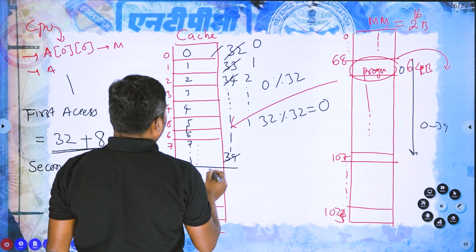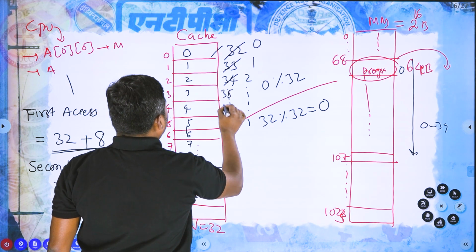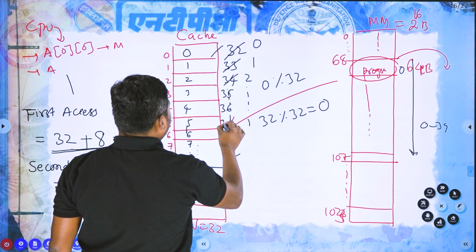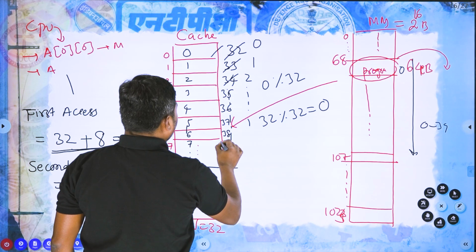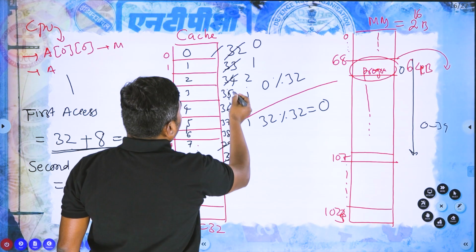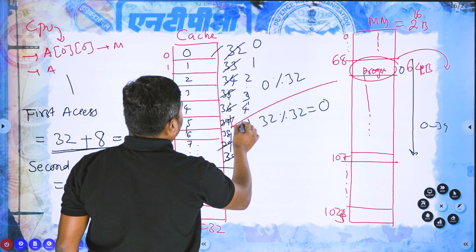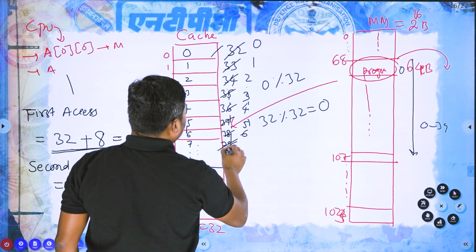39. Getting my point? So I'll write it. This is replaced by 35. This is replaced by 36. This is replaced by 37. This is 38. This is 39, and fine. So 39 will be now, second access time. This is replaced by 3. This is replaced by 4. This is replaced by 5. This is replaced by 6. This is replaced by 7.